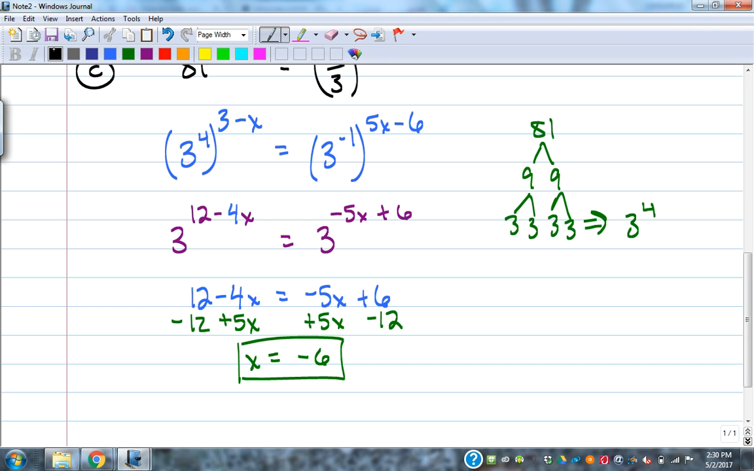All right, so factor trees can help you see those types of relationships. That's going to help you. All right, let's look at maybe another one.